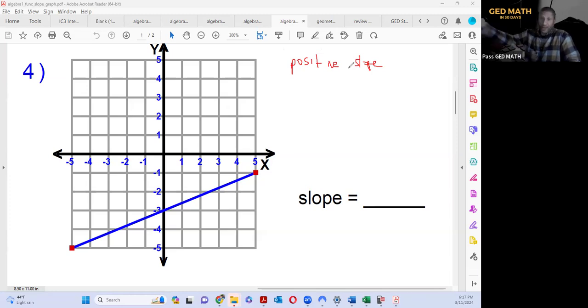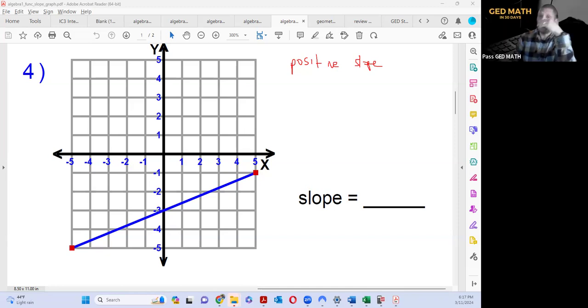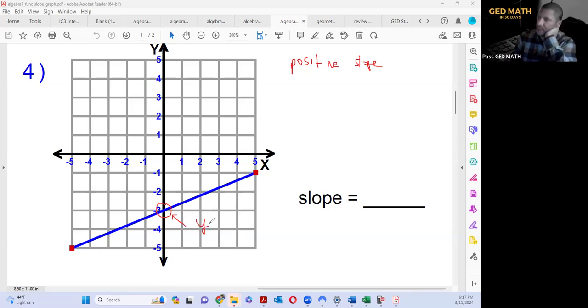So from left to right, it's going up, it's a positive slope. The second thing we notice is right here, where it crosses the y-axis. That's called my y-intercept. So we know right away that our y-intercept is -3.